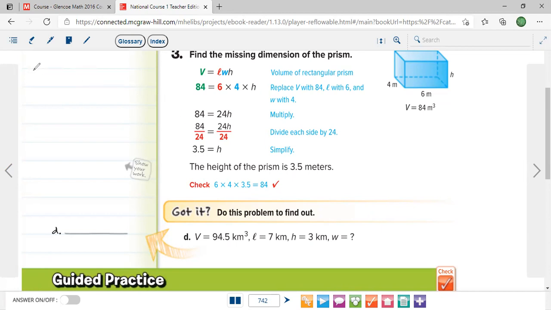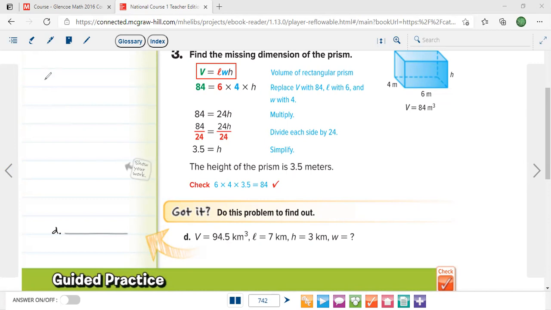Or you can use this rule for solving equations. So here you are given volume equals 94.5 kilometers cubed, length equals 7 kilometers, height equals 3 kilometers, and width equals unknown. If you want to find it mentally, just multiply the two numbers, length and height. This will give you 21. Then divide 94.5 by 21.